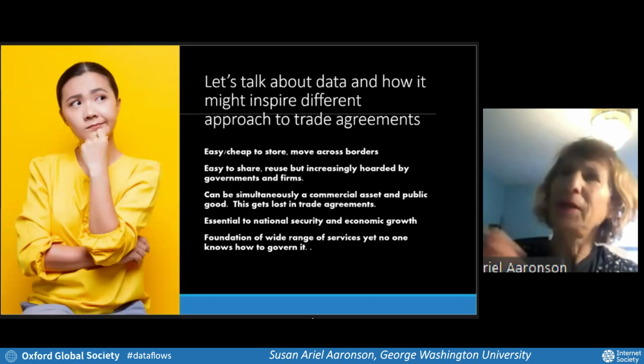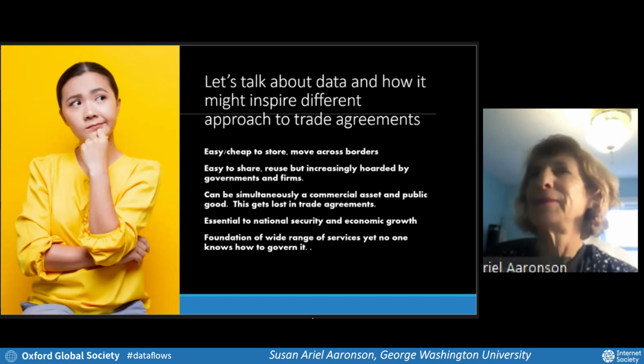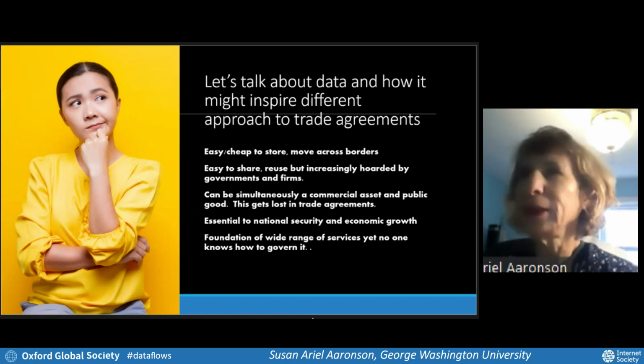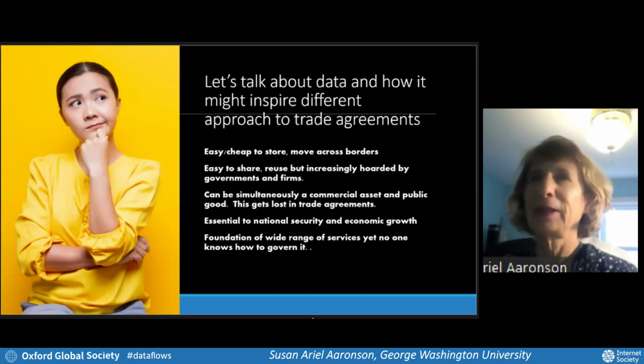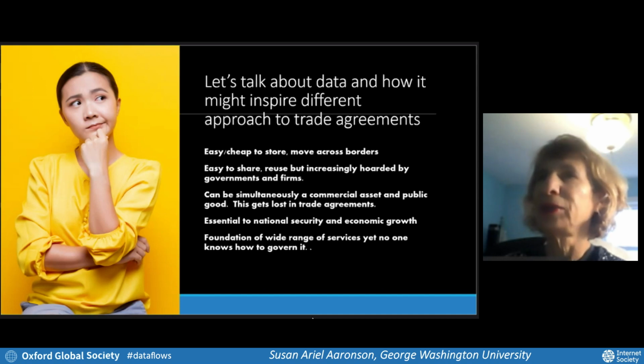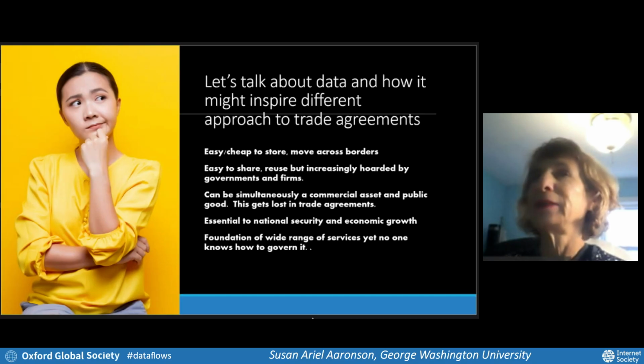And so let's talk about data. It really isn't the same thing as other goods and services that are traded across borders, right? Because data is really easy and cheap to move. It's easy to share and reuse, but it is increasingly hoarded by governments and firms. Data can also be simultaneously a commercial asset and a public good, right? But no trade agreement mentions that dual nature.